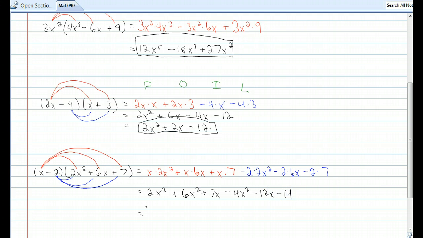Okay, so we do have a couple of like terms to combine. The 2x cubed doesn't have a like term anywhere because there aren't any other x cubes anywhere. So we just have a 2x cubed. However, there is a 6x squared and a minus 4x squared. 6 minus 4 is just positive 2, so we're going to have a positive 2x squared. We also have a 7x and a negative 12x. We can combine those two to get a negative 5x. And there are no like terms for 14, so we just have a minus 14 there, and that's our solution.